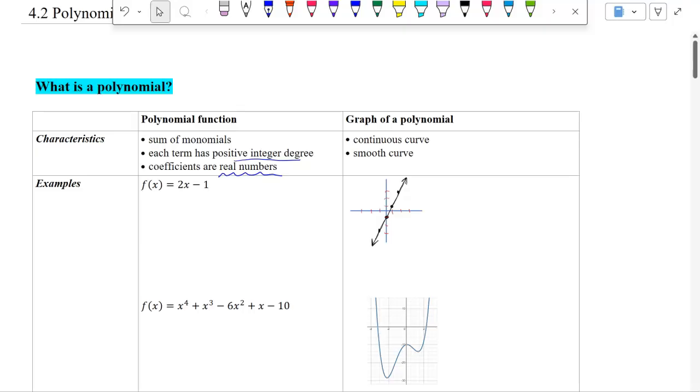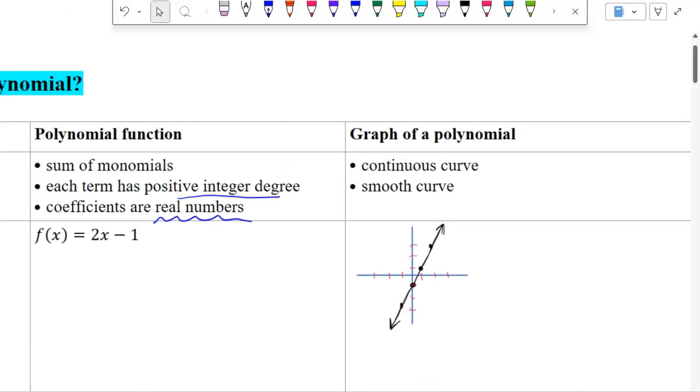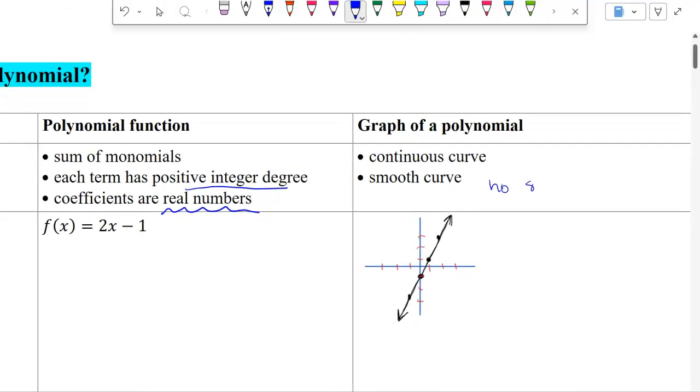So you have to have a positive integer degree, so the exponents all have to be positive. And then all of the coefficients of your terms have to be real numbers. So that's just looking at the equation itself. Now, if we're looking at a graph, you must have a continuous curve. And it also has to be smooth, which in other words, you have to think about, there can be no sharp turns.